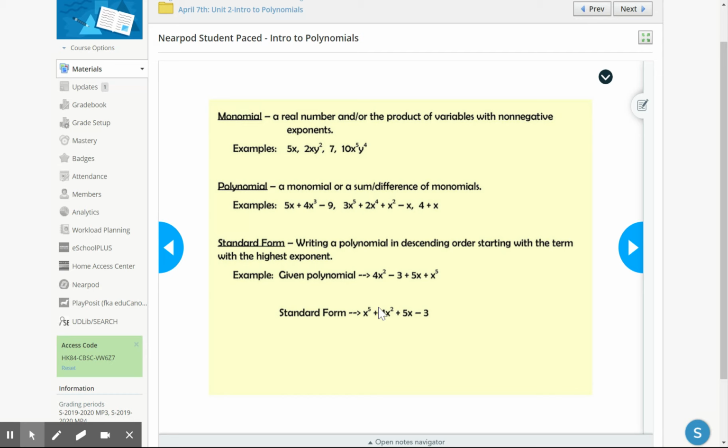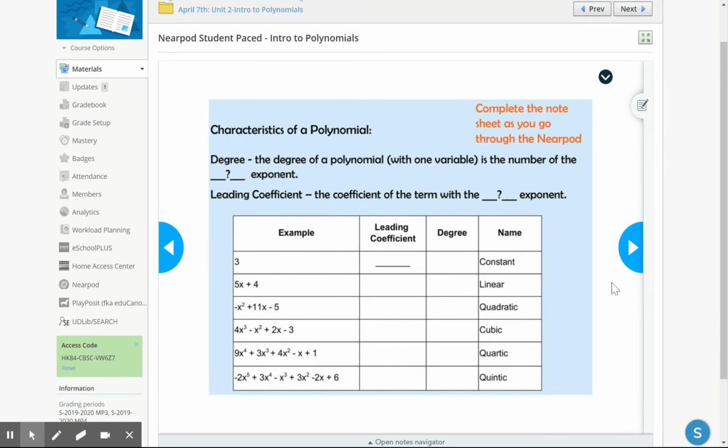So now it's going to go in descending order, which just means it's going to go from the highest to the lowest. So x to the fifth, then we see x squared, then we see x, and then we see 3. Okay? So this was the worksheet that you were asked to fill in, and we'll come back to this in a separate video, okay?